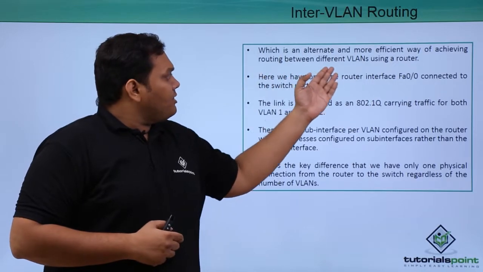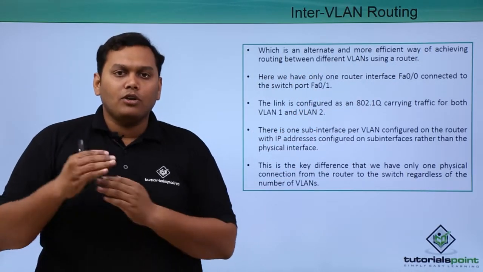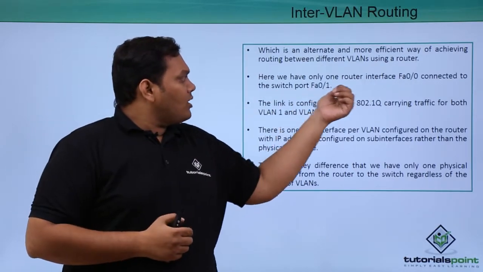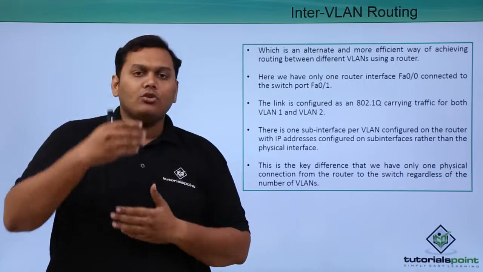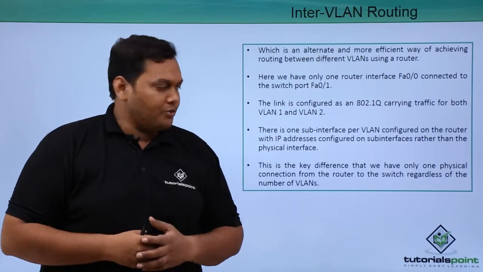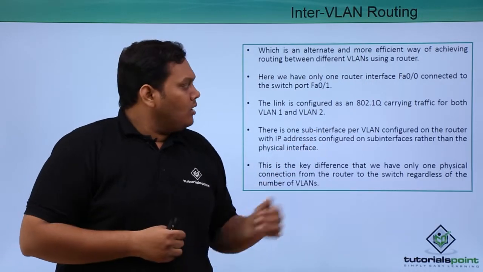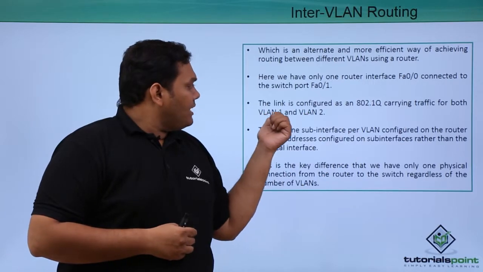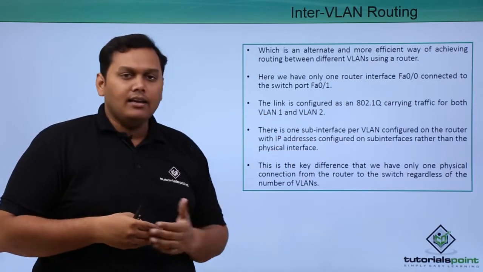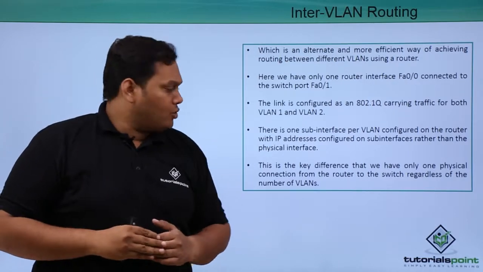This is routing between different VLANs using a router. The router is used to communicate between a host on one VLAN and a host on another VLAN. Here we have only one router interface, FA0/0, connected to the switch port FA0/1, as we saw in the picture. The link is configured as 802.1Q, carrying traffic for both VLAN 1 and VLAN 2. So, we have an 802.1Q link, or a trunk.